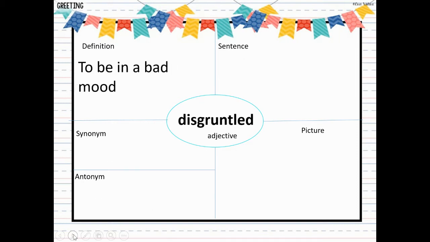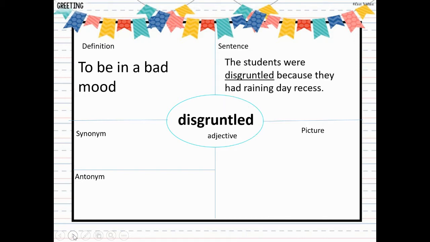Our next word we learned yesterday was disgruntled, which meant to be in a bad mood. Our sentence for today for this is, the students were disgruntled because they had rainy day recess. So disgruntled is describing the students because they had rainy day recess. They were in a bad mood. We don't experience that during e-learning, but definitely at school we did. The students were disgruntled because they had rainy day recess.